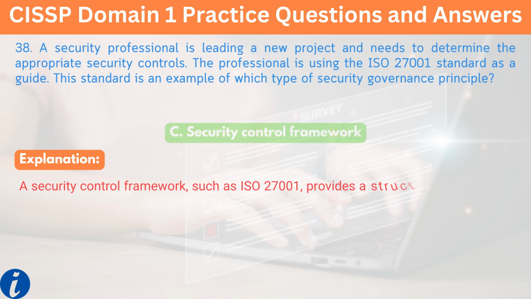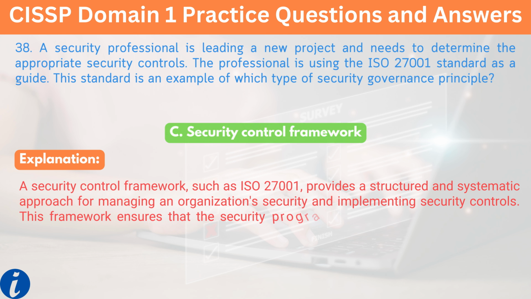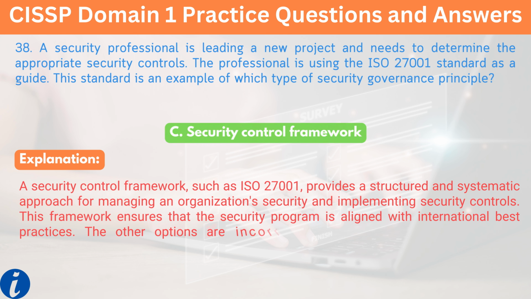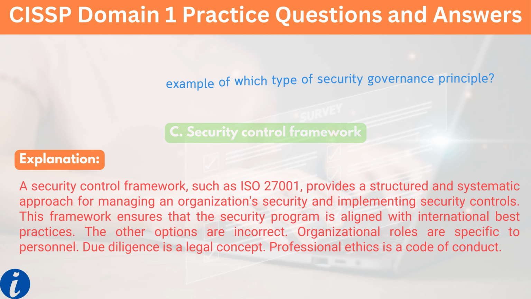Security control framework. Explanation. A security control framework, such as ISO 27001, provides a structured and systematic approach for managing an organization's security and implementing security controls. This framework ensures that the security program is aligned with international best practices. The other options are incorrect. Organizational roles are specific to personnel. Due diligence is a legal concept. Professional ethics is a code of conduct.